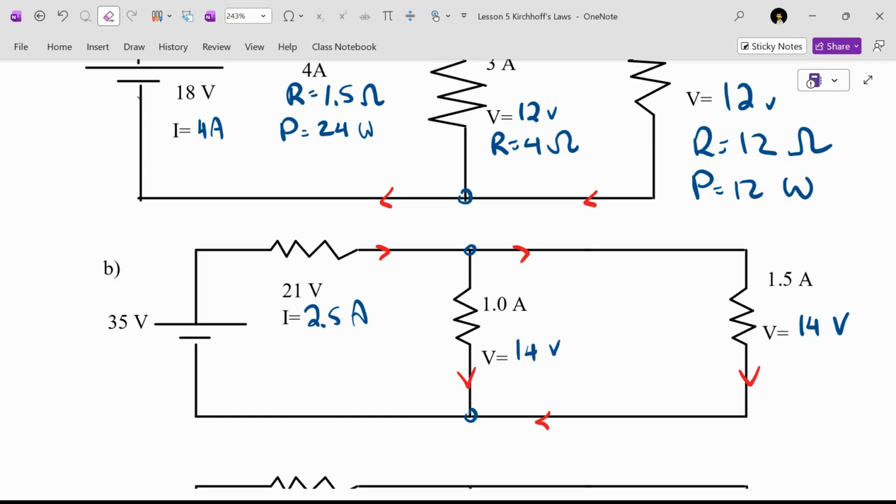Knock, knock. I know two things. Now I can find resistance and power. Resistance is V divided by I. I'll let you use a calculator for this one. Power equals V times I, 21 times 2.5. Or I squared R, or V squared over R. I got lots of options.